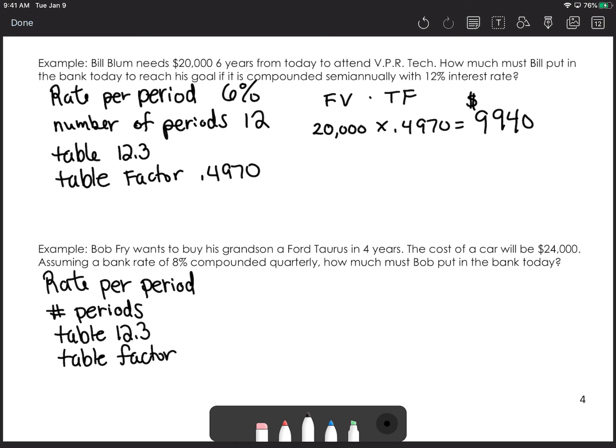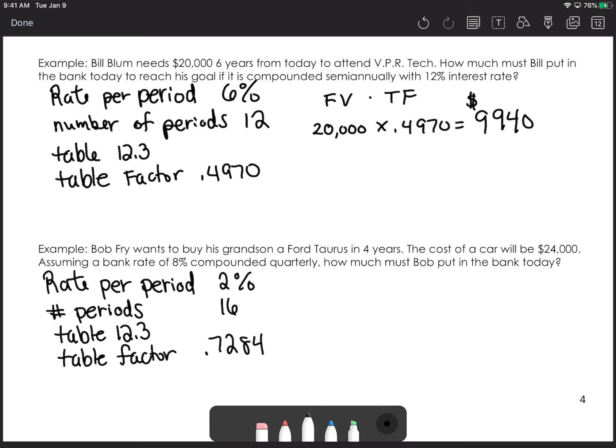Okay, so the rate per period, since this is 8% compounded quarterly, that 8% is split up into 4 chunks. So this is going to be 2% for the rate per period. And let's see, this is 4 years quarterly. So that means 4 times a year for 4 years. So we're going to have 16 periods. Now, if we look at the page up in the right-hand corner that says 2%, and then we scroll down the second column that says 12.3 and look under 16 periods, we're going to find that we have a table factor of 0.7284.